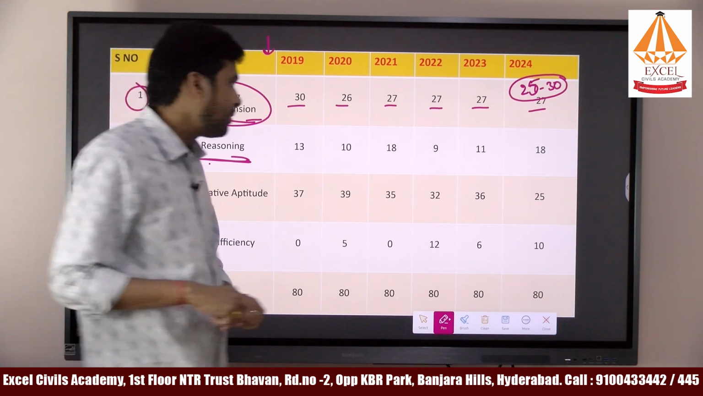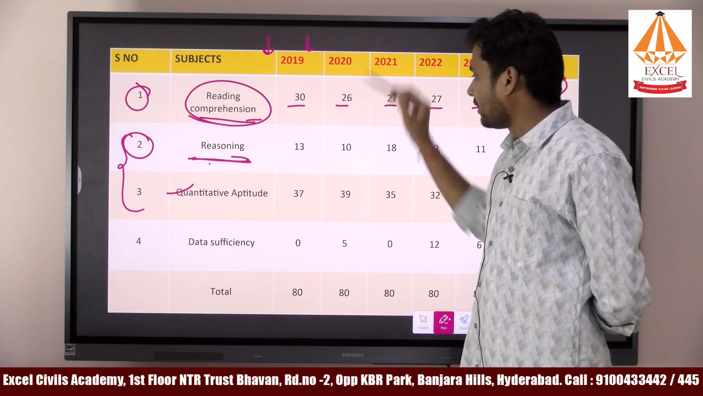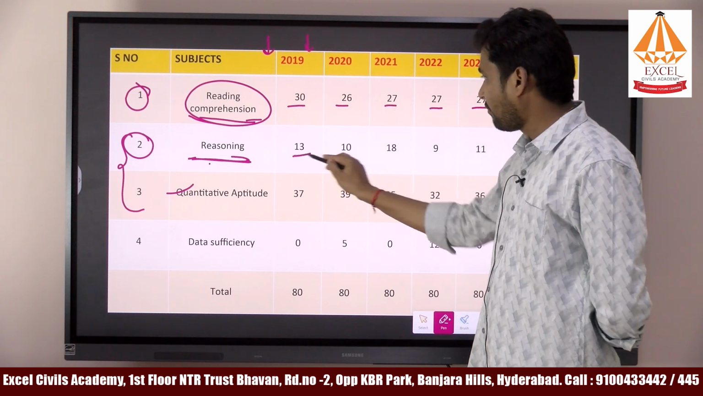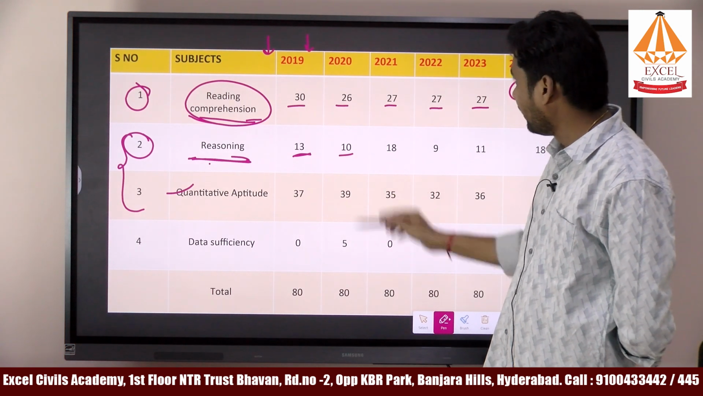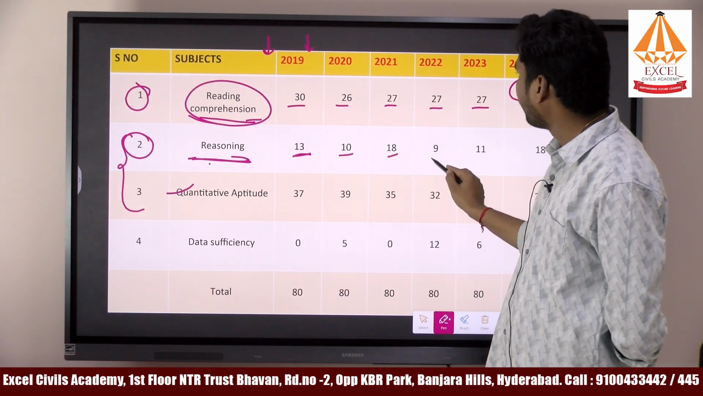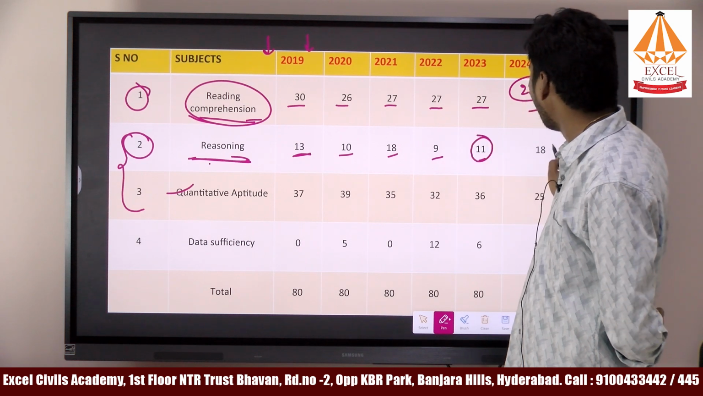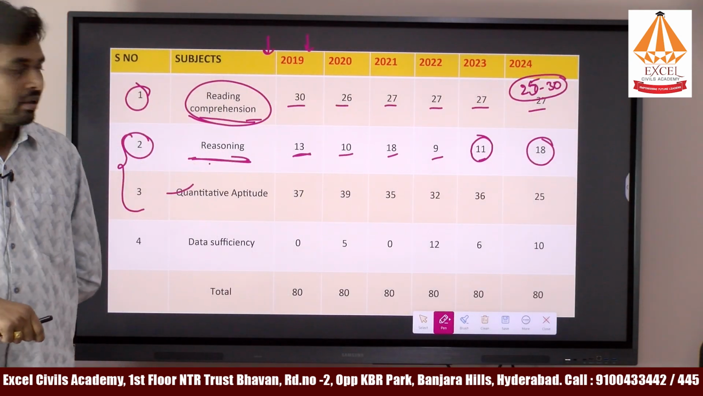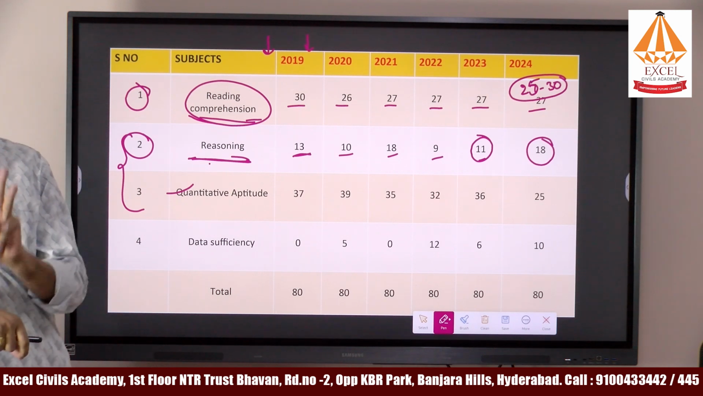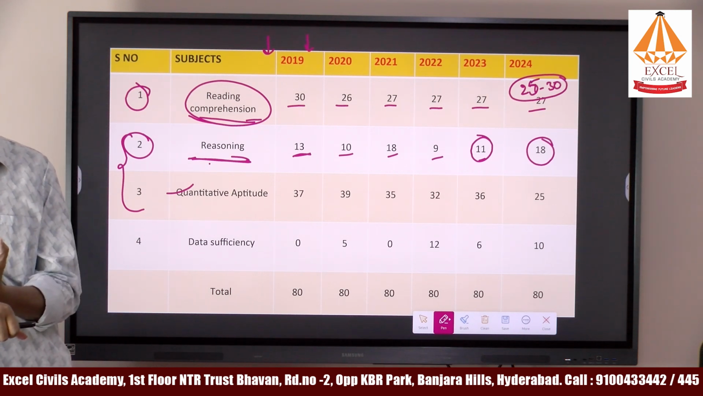Again, you can see the number of questions given in logical reasoning from 2019. If you look at the number of questions in reasoning, 2019 is 13 questions, 2020, 10, 2021, 18, 2022, 9, 2023, 11, and 2024, 18. Out of the three subjects, the easiest subject is logical reasoning.